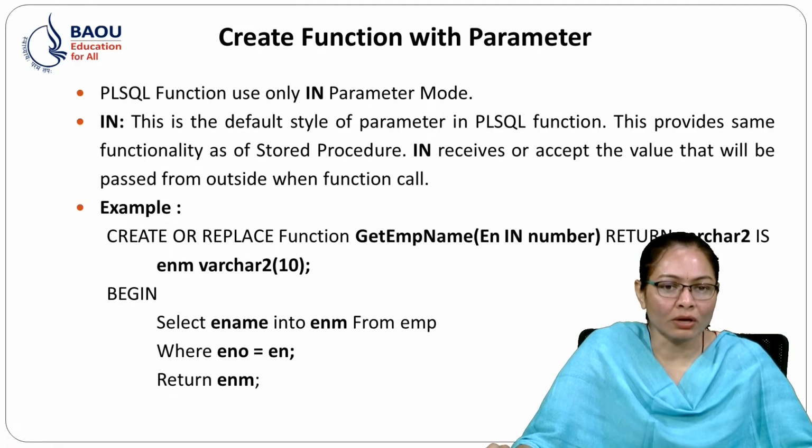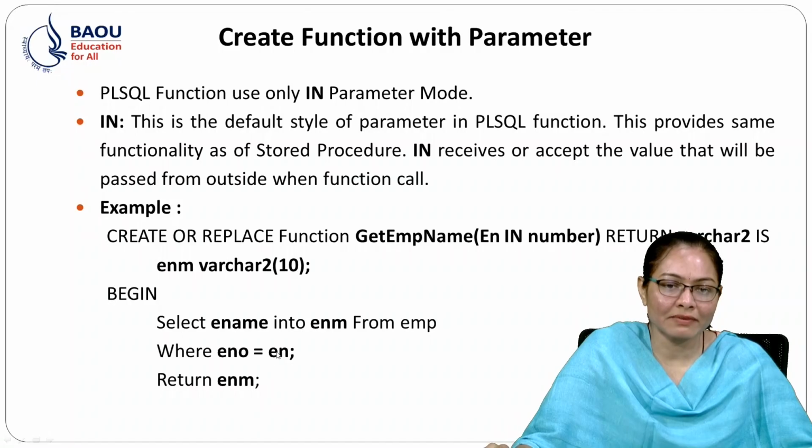When we call this function, we pass the value to the EN variable. Suppose we pass a value like 3. So 3 is matched with the employee number column in the employee table. After the employee number is matched, in the employee table the employee name is fetched and stored in the employee name variable, and then it returns the employee name.